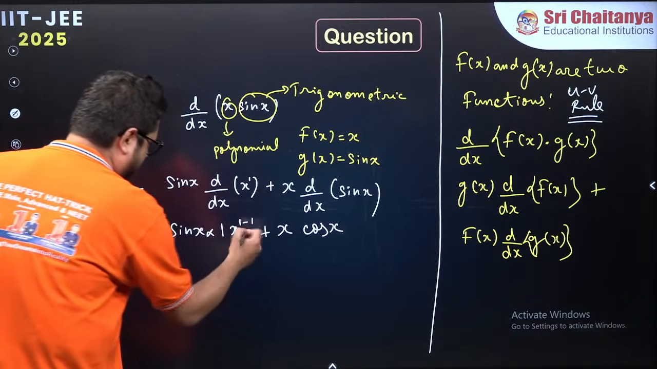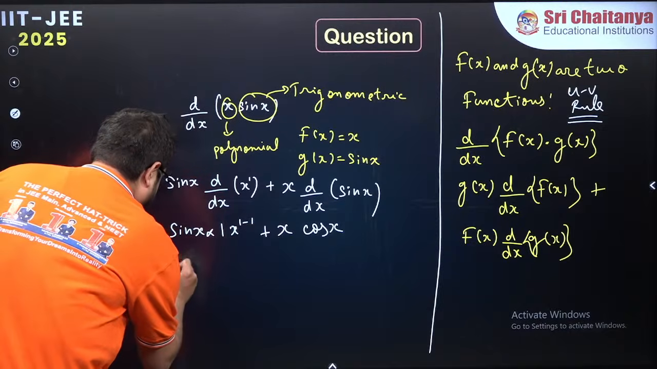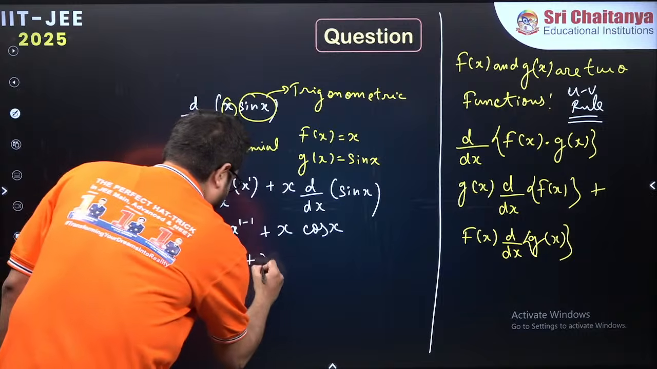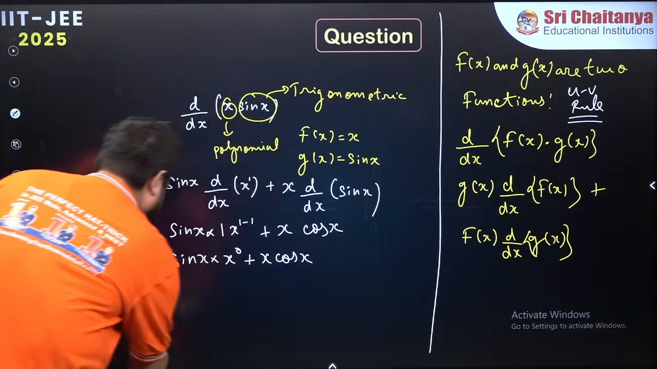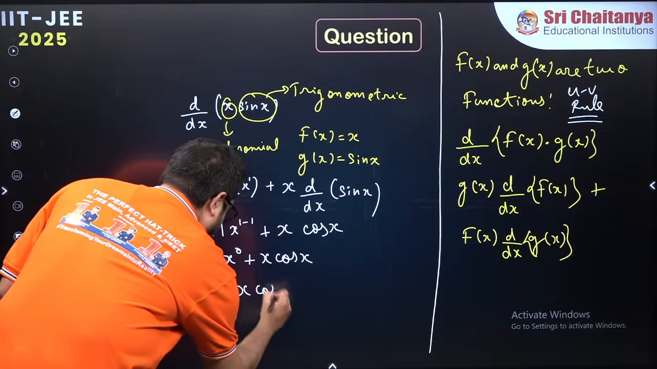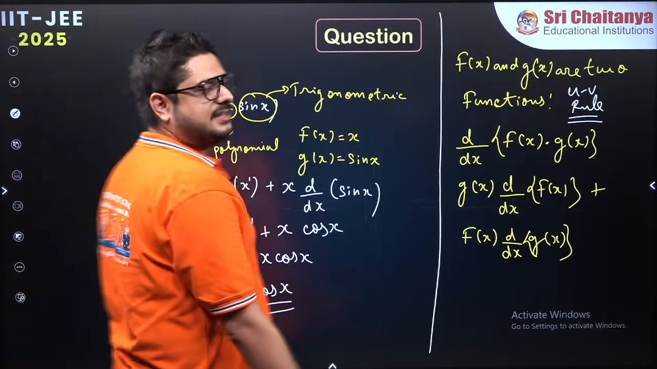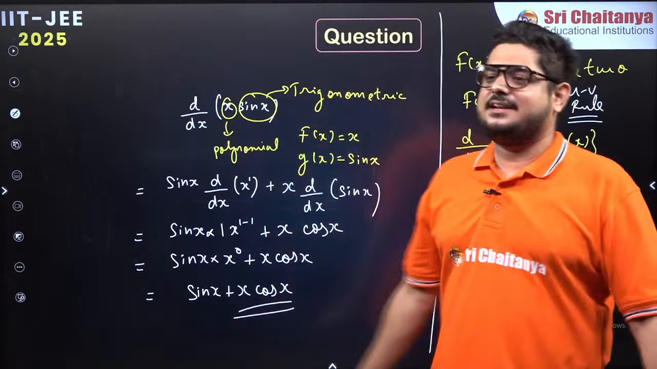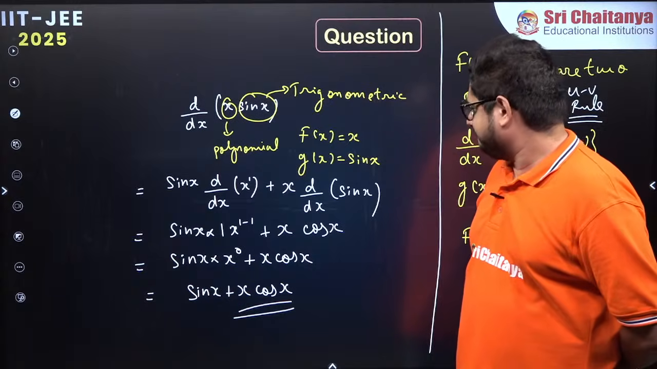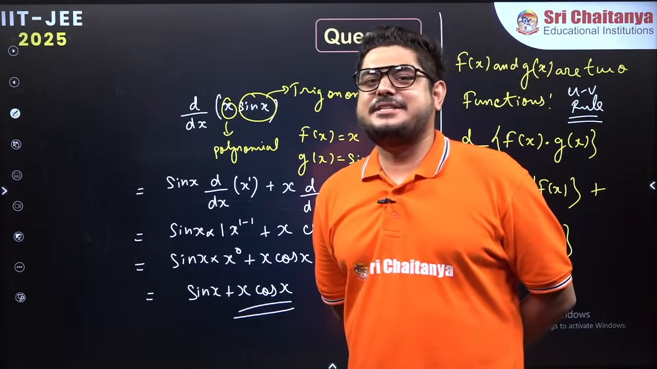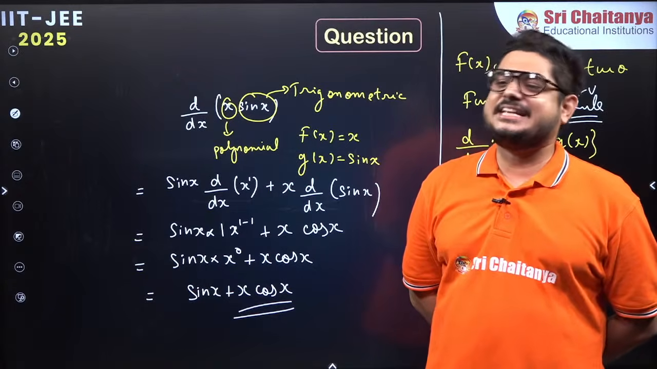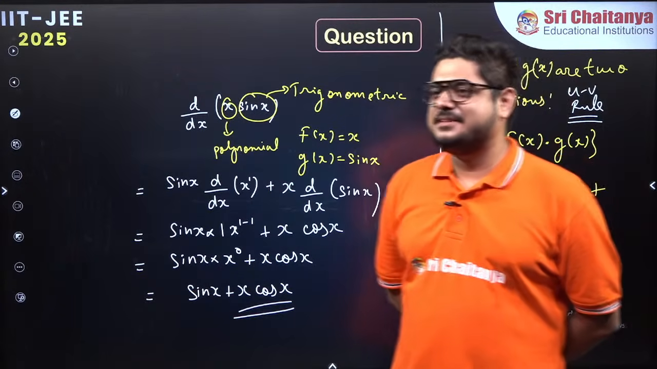So now let's try to solve this. x to the power 1 minus 1 is going to be 0. So I can say sine x into x to the power 0 plus x cos x. So as a result, I will be getting sine x plus x cos x as the answer to this question, isn't it? Yes or no, everyone? I hope it's clear. If yes, give me a thumbs up. Definitely chain rule will come, it will be done for sure.